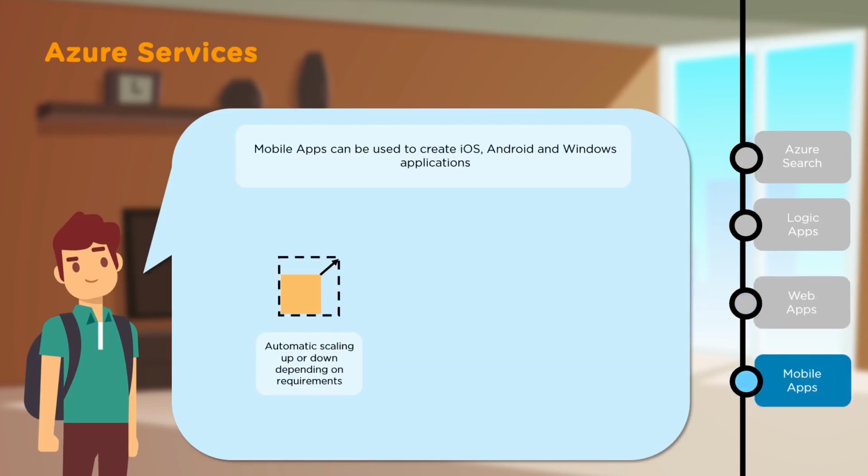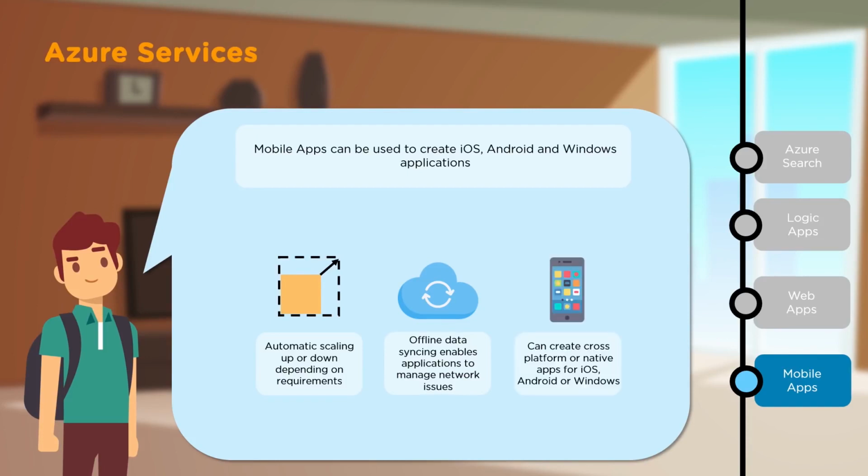And finally, we have mobile apps. With mobile apps, you can create applications for iOS, Android, and Windows platforms. One advantage is that it automatically scales up and down based on your requirements. Now, in situations where you have network issues, offline data syncing ensures that your applications work anyway. And you can create cross-platform applications or native applications for iOS, Android, and Windows.